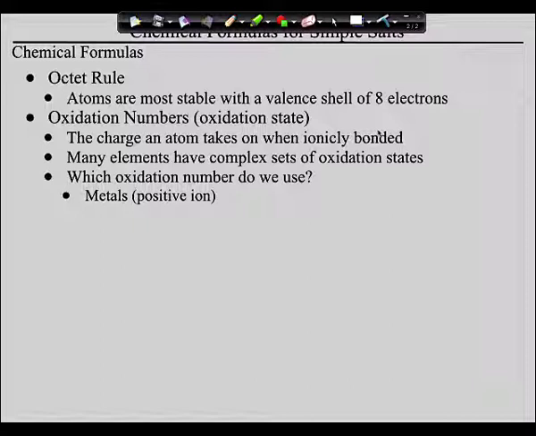For the metals, the positive ions, here's the deal. In order to figure out which oxidation number to use, if there's only one, use it, right? Sodium can only be +1. Magnesium can only be +2. Aluminum can only be +3. So guys, if there's only one, you obviously have to use it. But what if there's more than one?